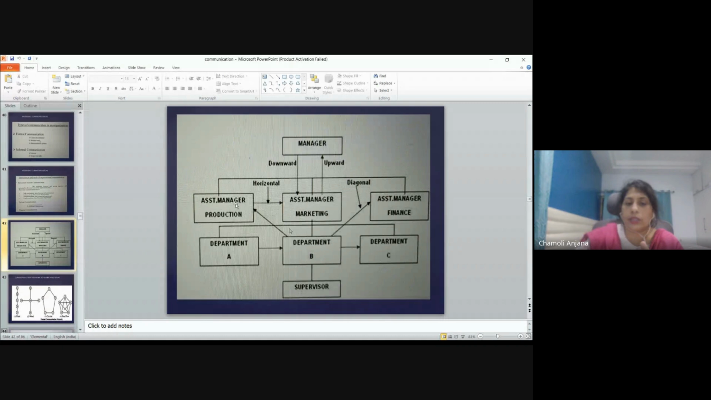So if assistant manager production, assistant manager marketing, and assistant manager finance communicate with each other, then it is horizontal communication. Also, if the peers and colleagues have formal communication with each other, that also comes under horizontal communication because they also belong to the same level in the hierarchy. Diagonal communication is between different levels of the hierarchy and, at the same time, between different departments. So we have discussed this yesterday as well.